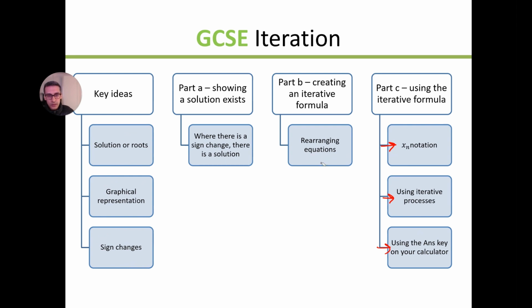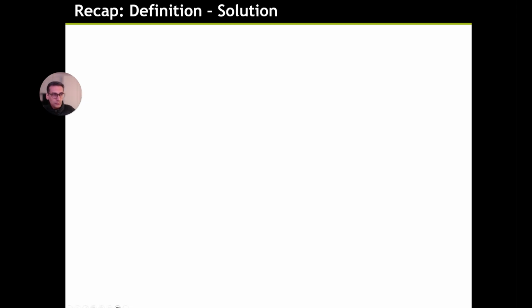So first of all, we need to figure out what iteration actually is. And before we do that, we need to understand what we mean by solutions. So overall, iteration is a way of solving equations which are perhaps a bit too complicated to solve just by rearranging. So first of all, let's look at what we mean by a solution to an equation.